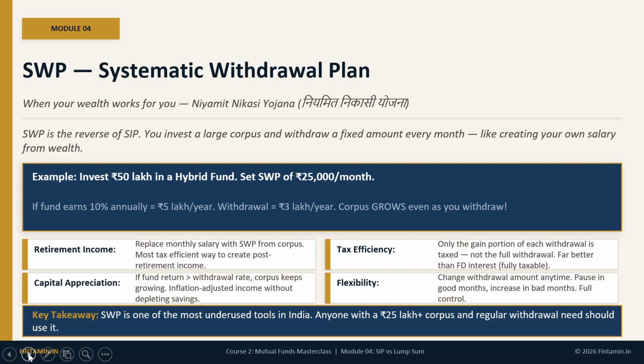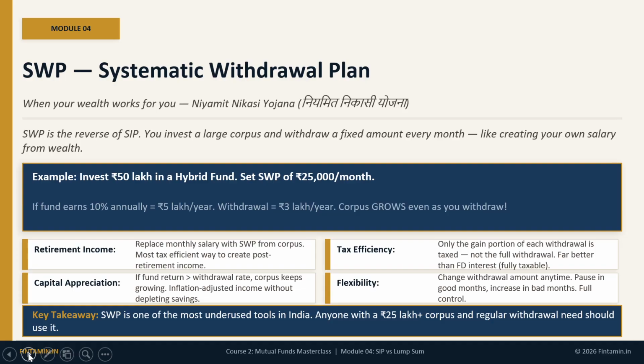Now, here is the beautiful part. If the fund earns 10% per year, that is 5 lakh rupees in returns, you are only withdrawing 3 lakh rupees per year. So the corpus is actually growing while you withdraw. This is how you create a monthly salary from your investments.